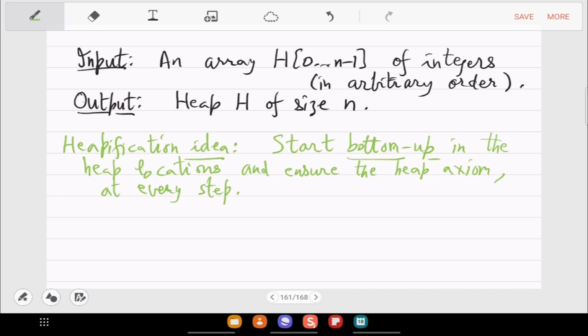So let's see an example in case we have forgotten this exchange trick that we have.